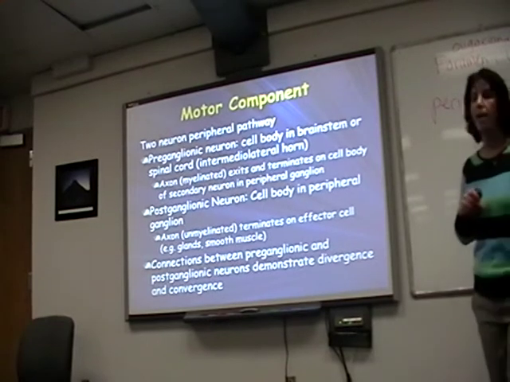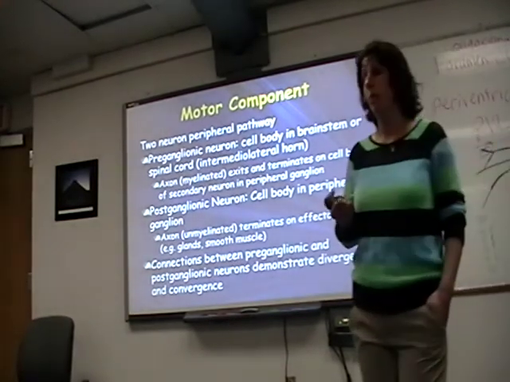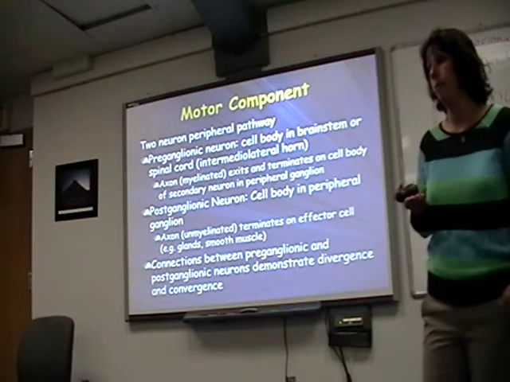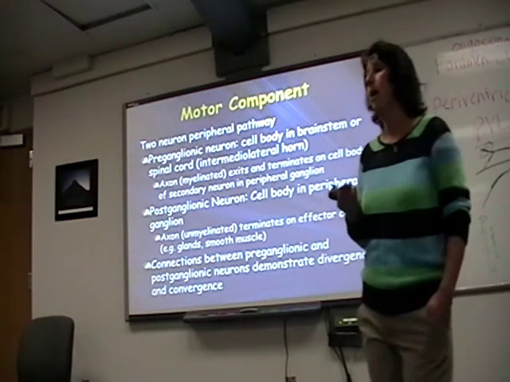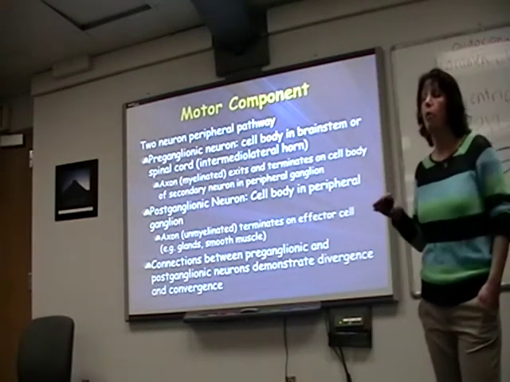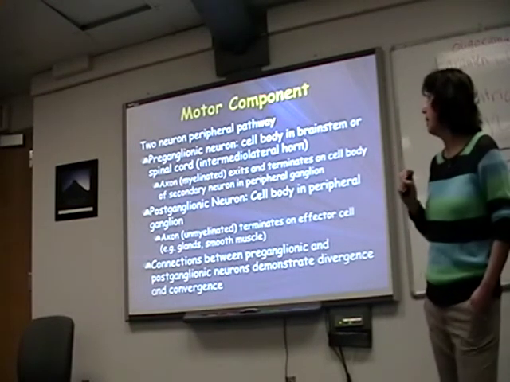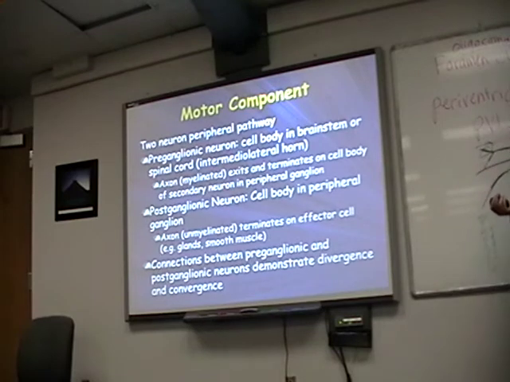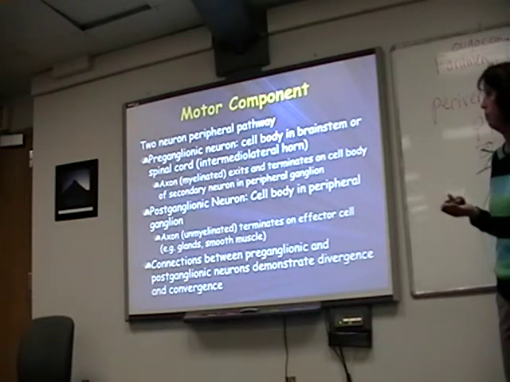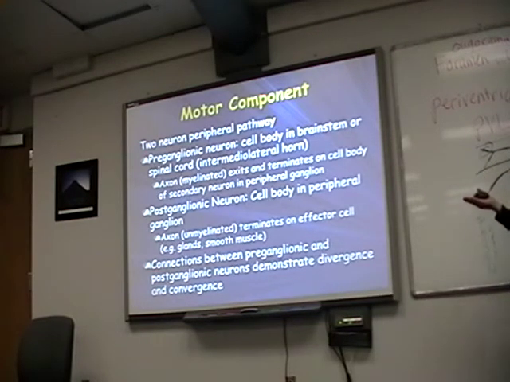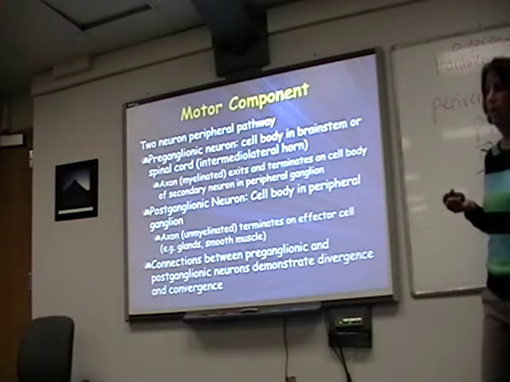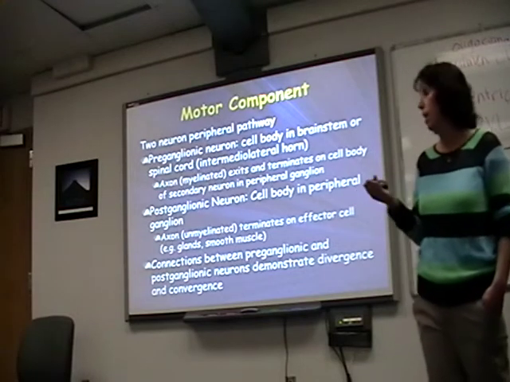So that preganglionic cell body certainly might be in a cranial nerve or cranial nerve nucleus. It could also be in that intermediolateral horn for the sympathetic nervous system. So that's where the preganglionic cell body is. That axon, which is myelinated, leaves, and then it's going to synapse with its postganglionic neuron, which is in some ganglion outside of the nervous system. And then its axon is going to be unmyelinated, and it'll go to the actual organ.